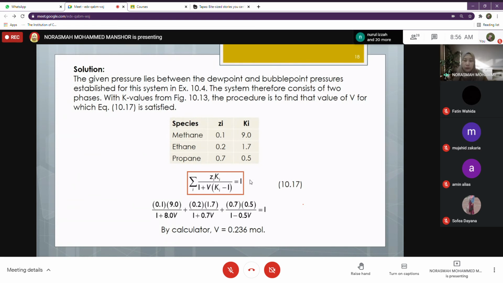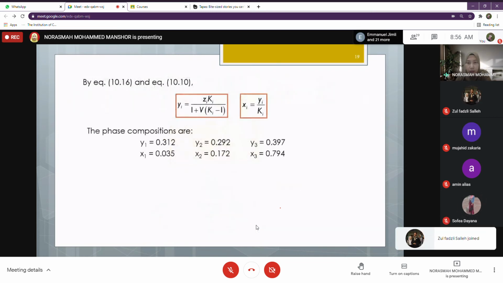Okay, ada yang dapat V 0.236. Yang lain okay? Okay, after you calculate V, you can find Y and X, the compositions.